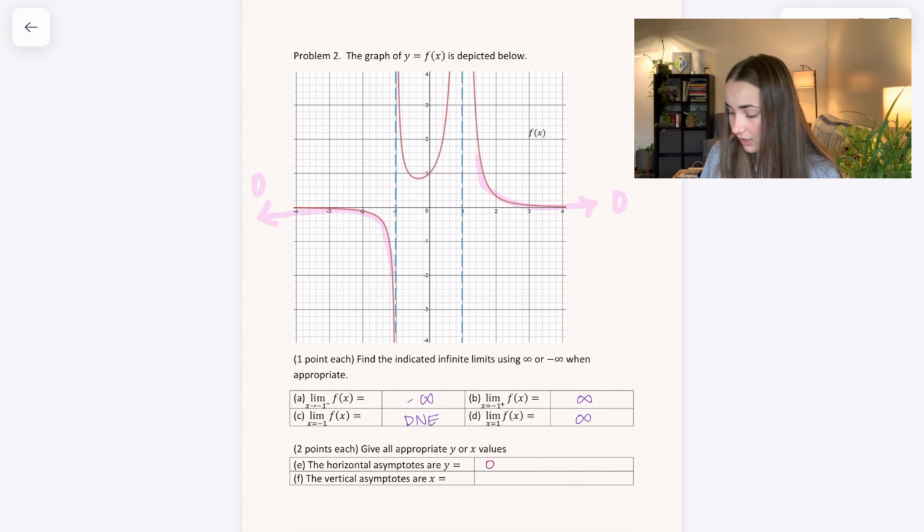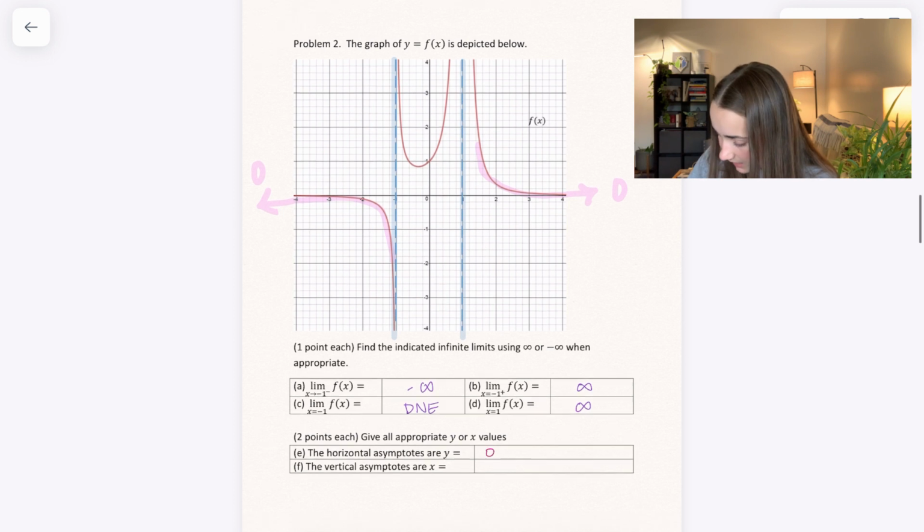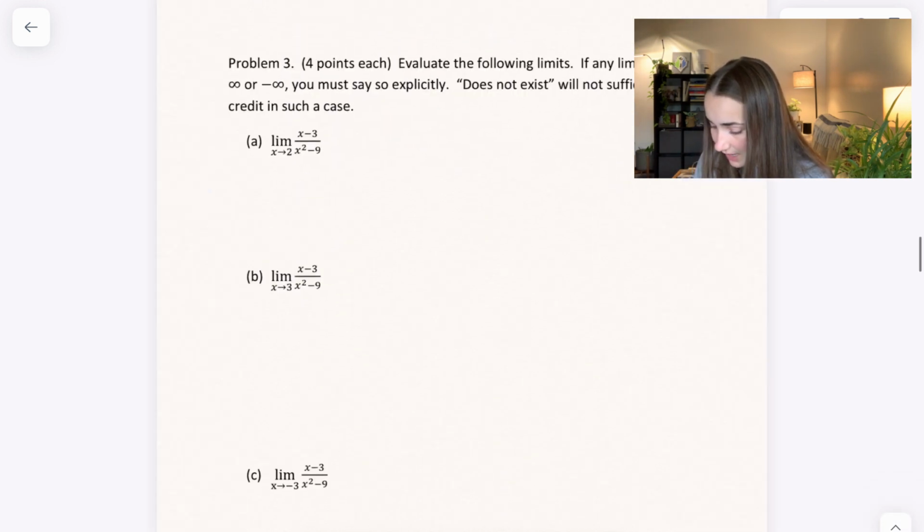So remember, when you're looking for horizontal asymptotes, look at the end behavior. Vertical asymptotes, they're very much more clear on this graph. They're given by these blue dotted lines. And so it's just going to be all the asymptotes where the function is not hitting that value. So here we would have x equals -1 and +1. You could write and, you can write comma, both of those are correct. So let's go ahead and go to problem 3. Now I can zoom in.